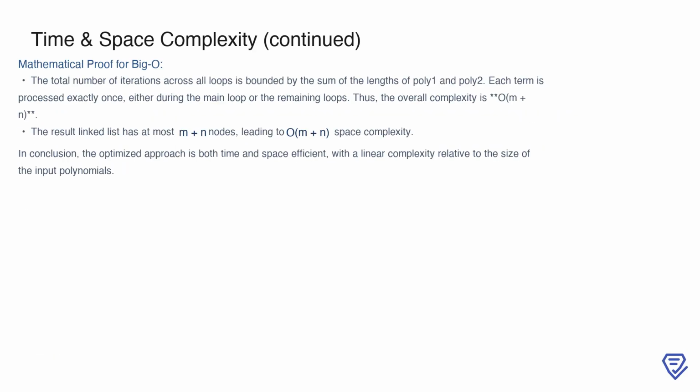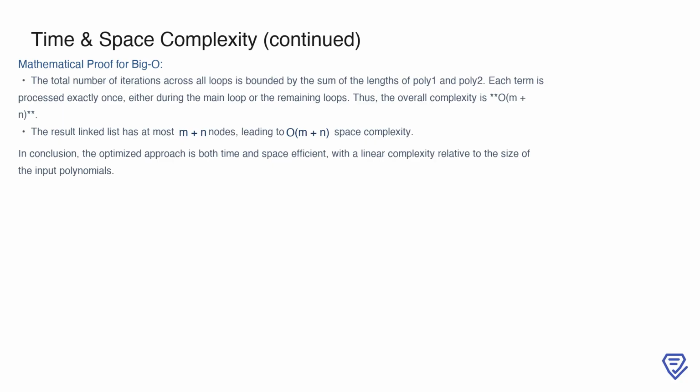To formally validate the time complexity, we can observe that the total number of iterations across all loops is limited by the combined lengths of poly 1 and poly 2. Each term is processed exactly once, whether in the main loop or during the appending of remaining terms. This ensures that the overall time complexity is O(m + n). Similarly, the space complexity is determined by the size of the result linked list, which contains at most m + n nodes. This leads to a space complexity of O(m + n).